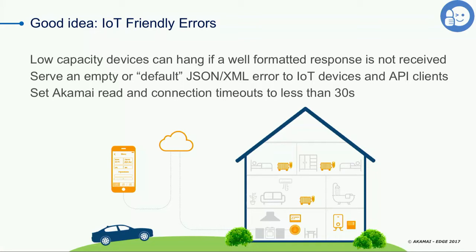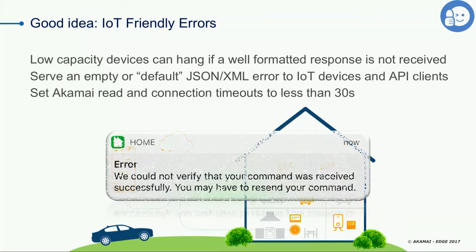So the problem with IoT devices is they are low-power devices, closed box. You don't control the ecosystem, and a lot of times you just ship it, and they will keep the same software or the same version forever. So what happens if you send the wrong error response?